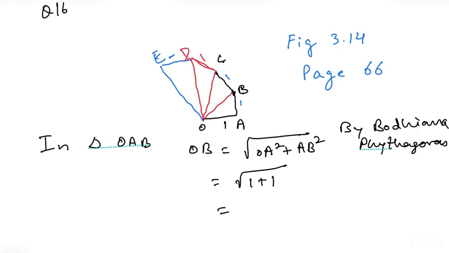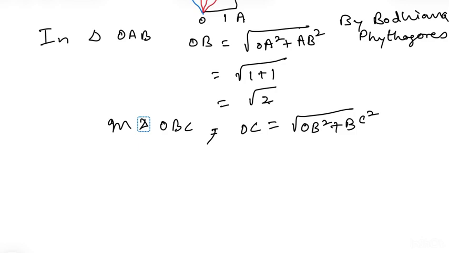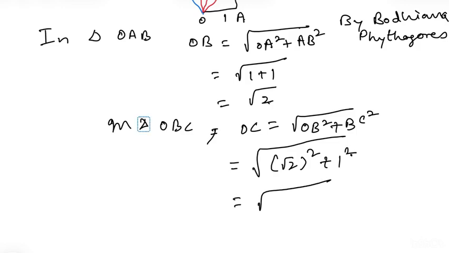Now in triangle OBC, OC is equal to under root of OB square plus BC square. This will be equal to under root of (under root 2) square plus 1 square. This is under root of 2 plus 1, which is under root 3. So this length will be under root 3.